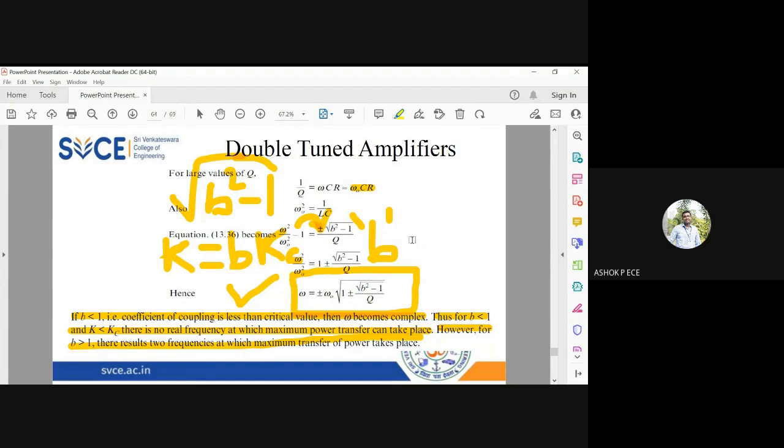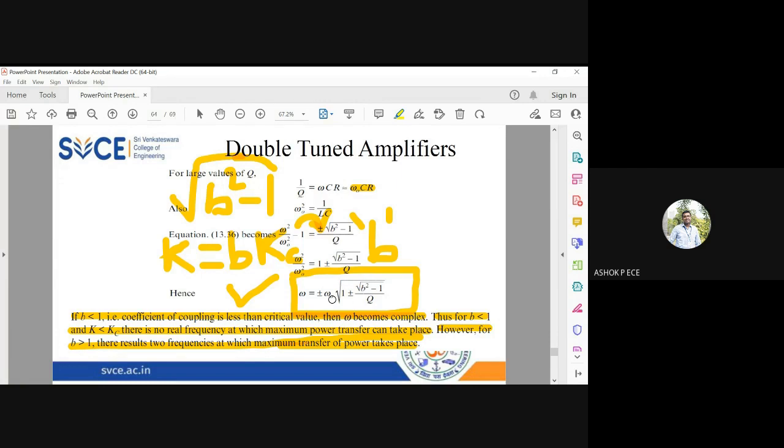Only when this condition B greater than 1 holds does maximum power transfer take place at two frequencies. In other cases, when the B value is very small, you cannot expect the power transfer to take place at two different frequencies. When you put B equal to 1, you get one frequency where power transfer takes place, omega equal to plus or minus omega naught. So only at one particular frequency, which is going to be the resonant frequency, right?